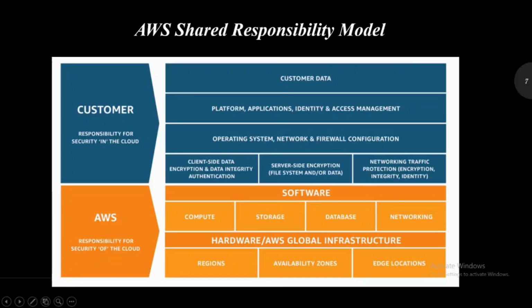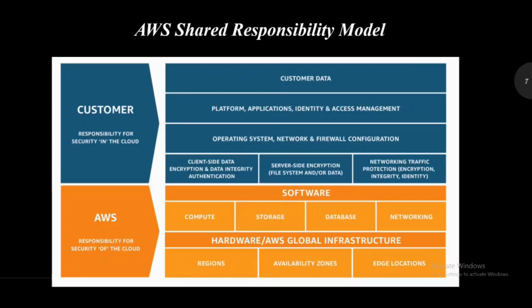Platform, applications, and identity and access management. Customers are responsible for securing their applications, including applying security patches, managing application vulnerabilities, and ensuring secure coding practices. Customers must configure IAM policies to control access to AWS resources. This includes creating IAM users and groups and assigning permissions based on the principle of least privilege.